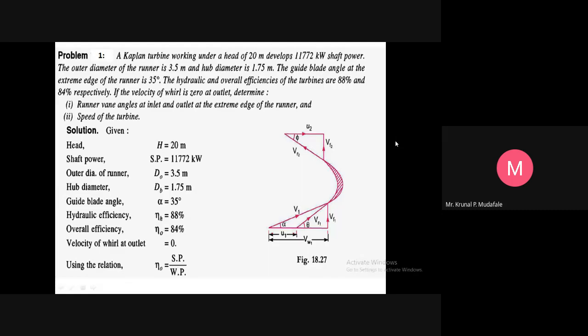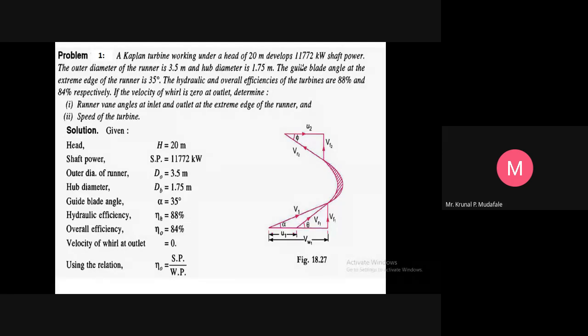Okay. So a Kaplan turbine working under a head of 20 meter develops. That means in this first sentence they give us the head. Head is nothing but the capital H, the height from which the water is to be discharged. So that is 20 meter, so capital H equals 20 meter. And that Kaplan turbine develops how much kilowatt of shaft power? That is 11,772 kilowatt of shaft power.